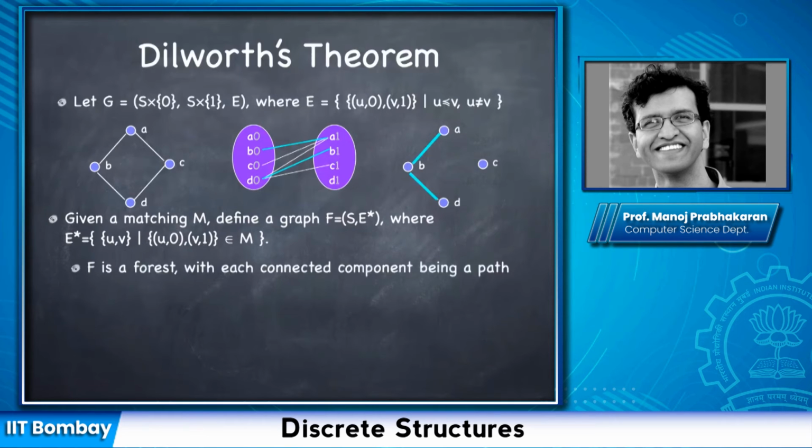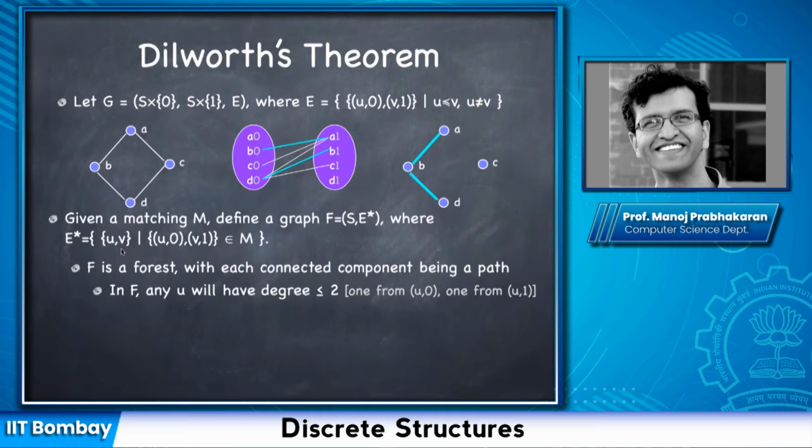Let's see, in general, why that should be the case. First of all, I claim that this graph F is a forest. That means each connected component is a tree, but it's a little more than that. In fact, each connected component in F is a path. How do I know that? First of all, I claim that any node in F will have degree at most 2.